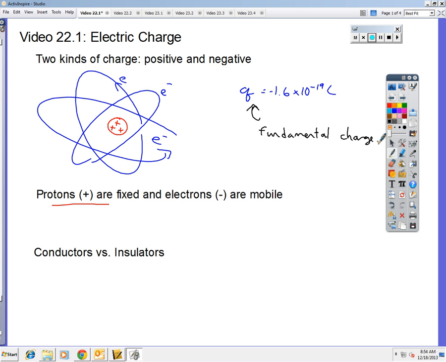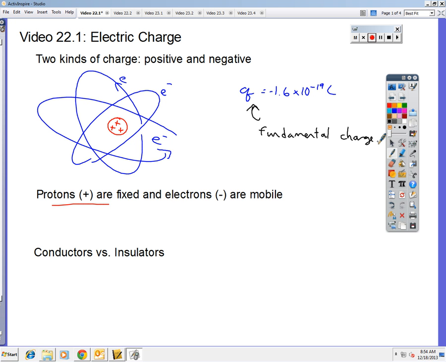Now, because the protons are stuck in the nucleus, they can't move around. The electrons can leave this atom to make an ion, and that means that when anything acquires a negative charge, it means it has extra electrons, and if it has a positive charge, it means it has lost some electrons and now has more protons than it does electrons. But generally, protons do not move.